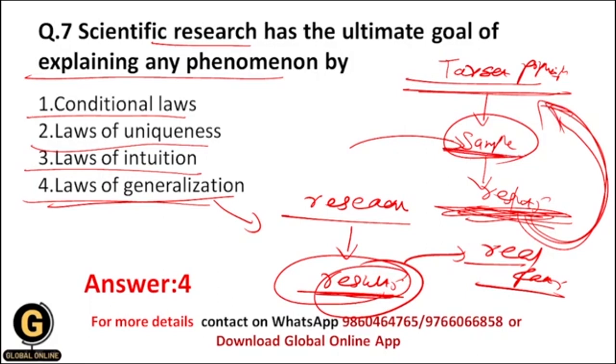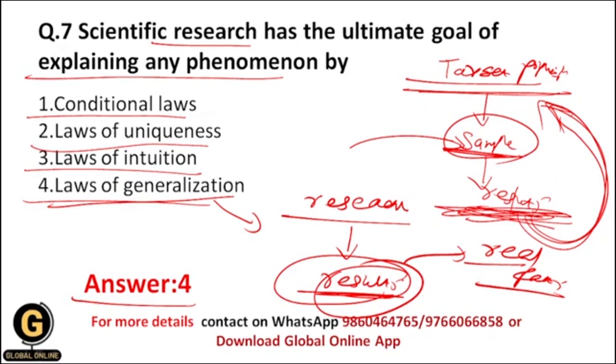So this is nothing but the laws of generalization. So if you don't do the generalization, then how can you interpret your results according to your aims? It won't be possible. All of you getting? And that's why the correct answer over here is 4. So remember from this time that scientific research has the ultimate goal of explaining any kind of phenomenon by the laws of generalization. Okay.